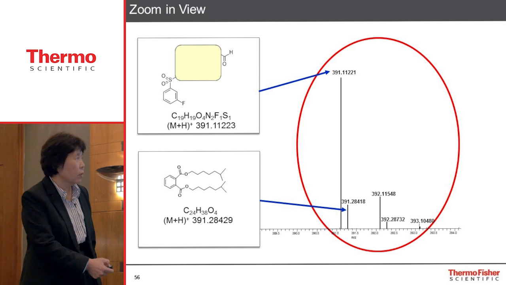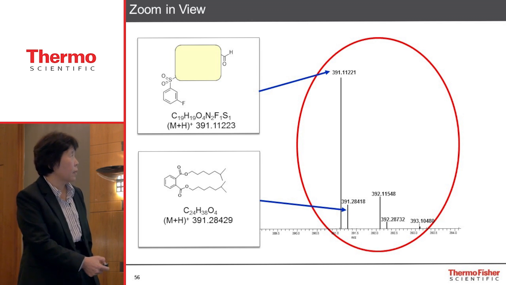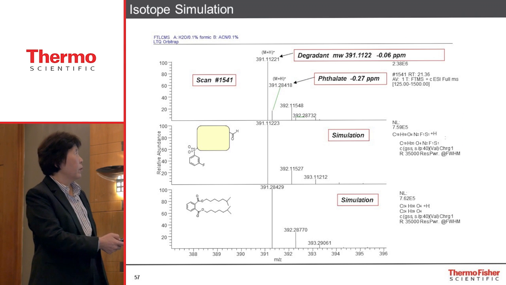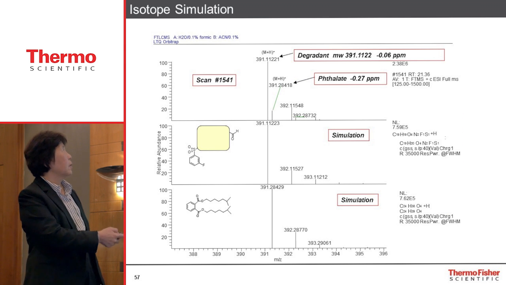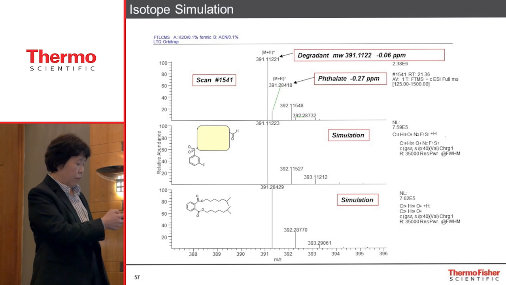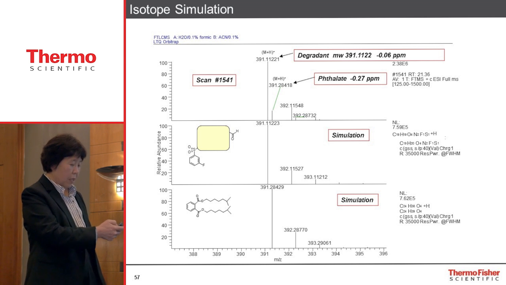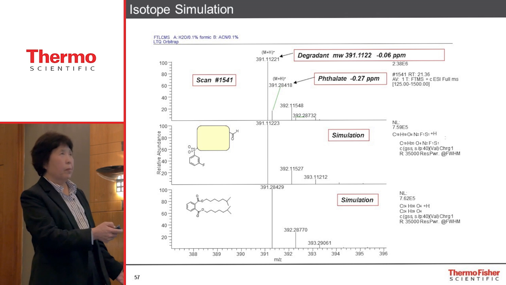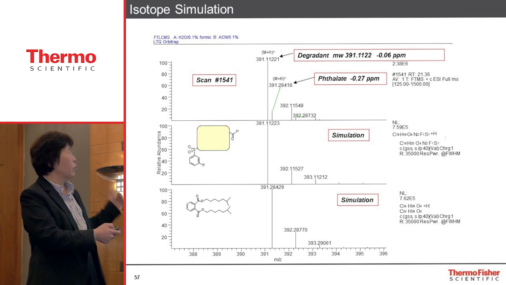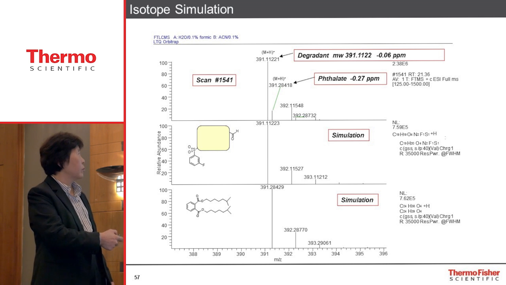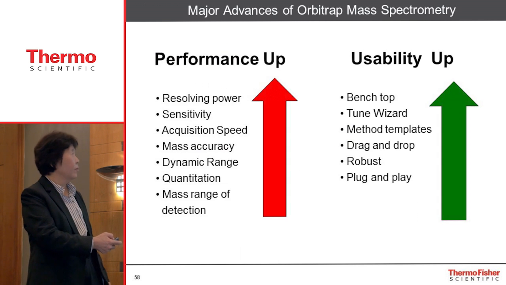And also, I would like to draw your attention to this. This is the sulfur 34 peak. So, when we take a look at the isotope simulation, it's very clear they are different, right? By combining with MS-MS fragment, we quickly come up with the structure, though I can't show you.